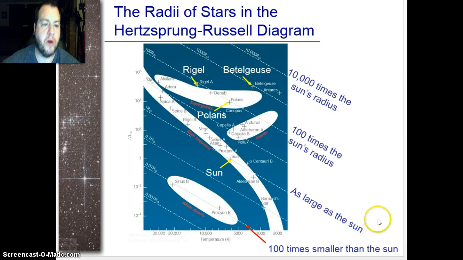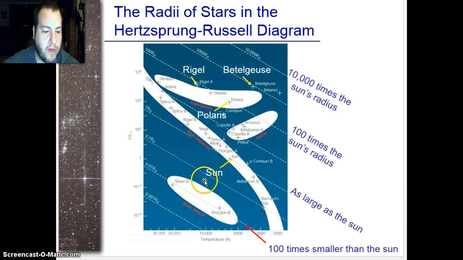Another thing the Hertzsprung-Russell diagram can tell us is the size, the radius of the star. These lines represent how many solar radii they are. So everything along this line right here is the same size as the Sun. If we jump up to this line, it's 10 times as big as the Sun. And this line, 100 times bigger than the Sun. It's radius. Okay, you get the point.